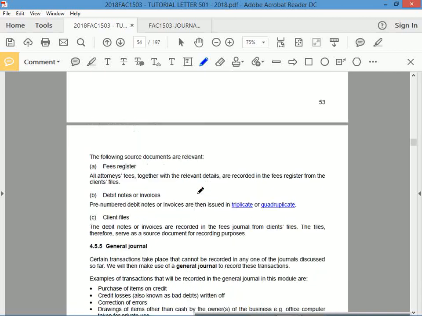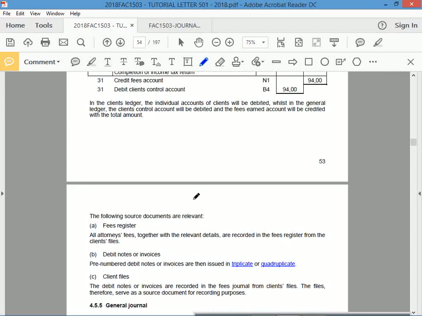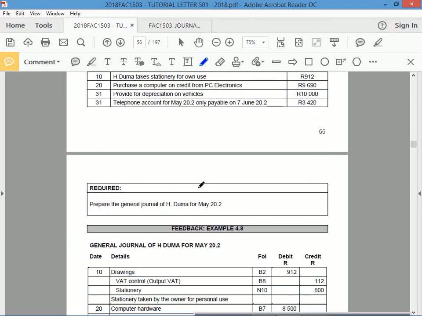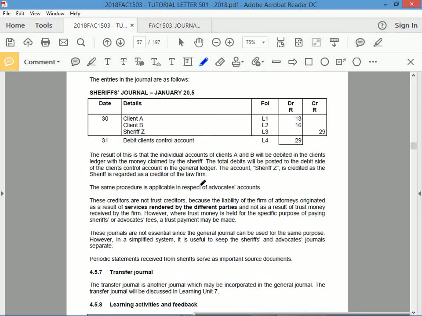I think that covers that chapter. Yeah, you can stop here. This is the fees journal, general journal, and the rest we can look at later on. There are a few more journals here that we still need to cover.